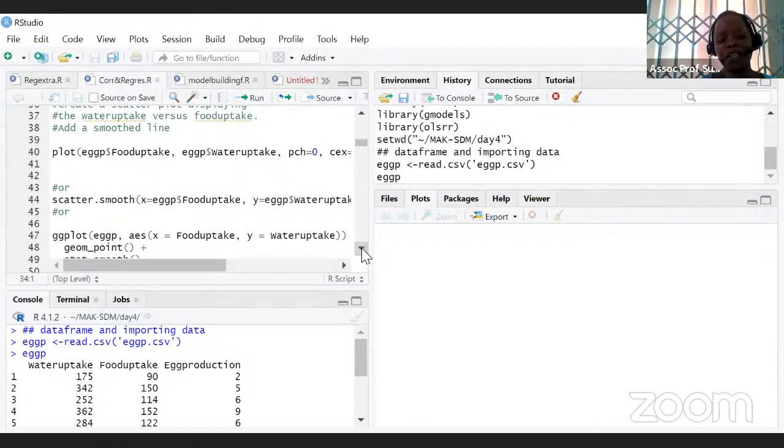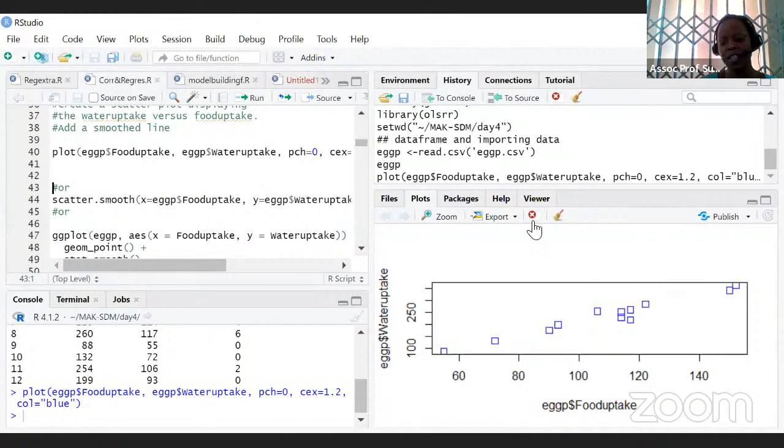Here I've given you 3 ways you can use plot: egg P dollar food uptake, comma, egg P dollar water uptake. Then you can use either scatter, smooth or ggplot. All of those give you the same plot. The first line, line 40, if I run it, shows us a linear relationship between water uptake and egg production.